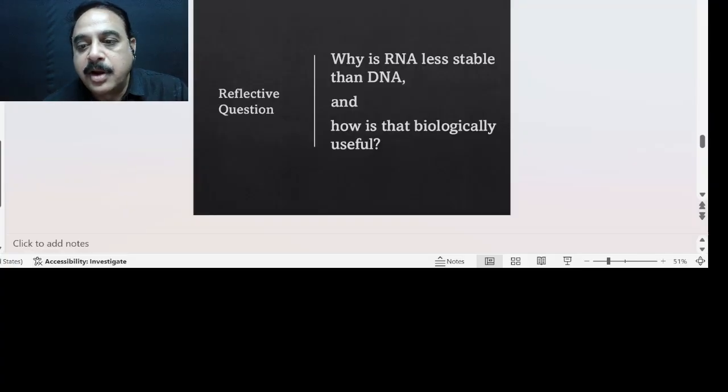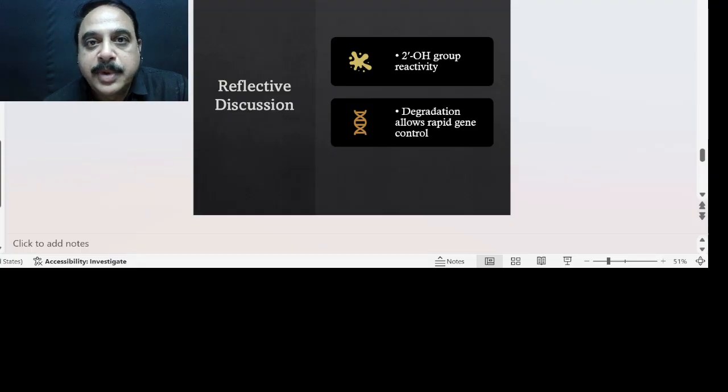I have a reflective question for you all. Why is RNA instability useful in biological systems? You can consider answering the reflective question in terms of gene regulation and adaptability. I also have a reflective discussion to be carried out in the group discussion. The link has been given below at the end of the session. All of you can participate in the group discussion, and you have to respond to at least two other group discussion answers or views which have been aired, and then the evaluation process will be done.